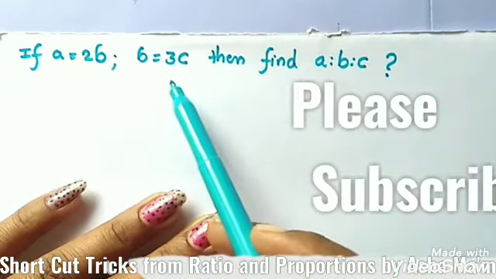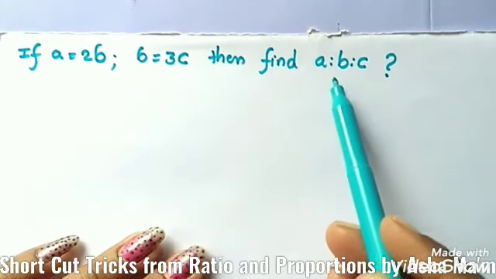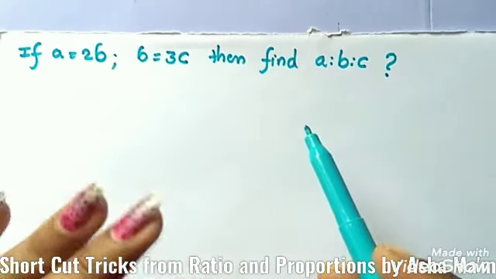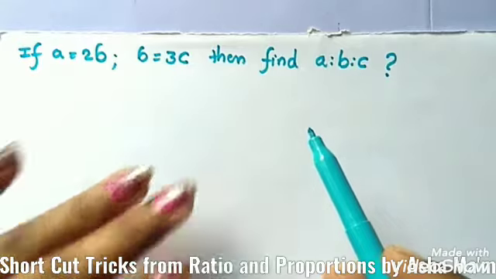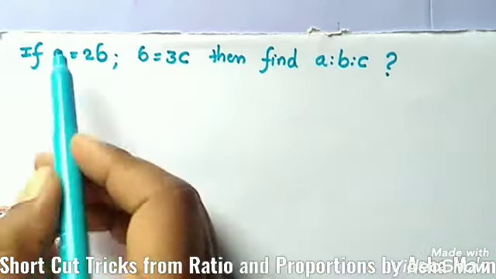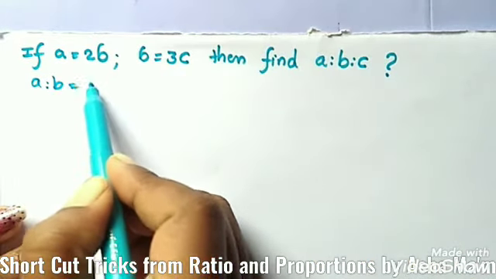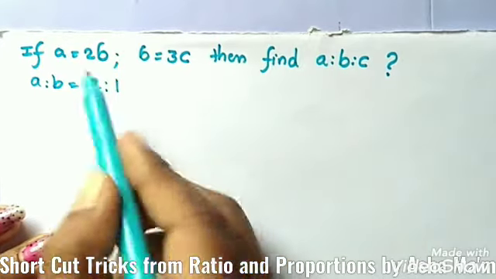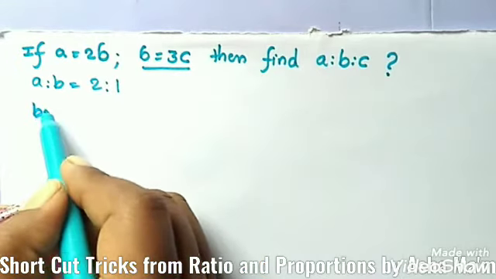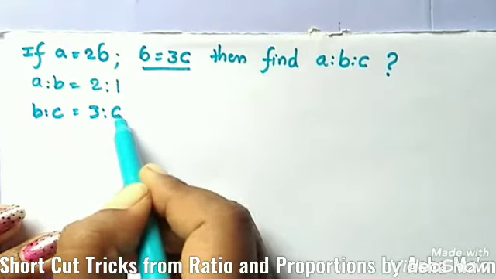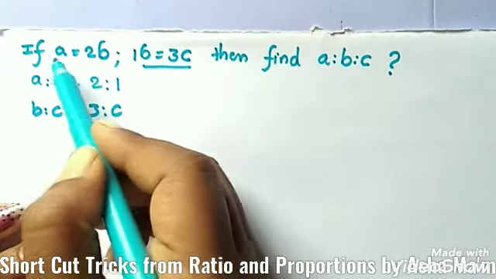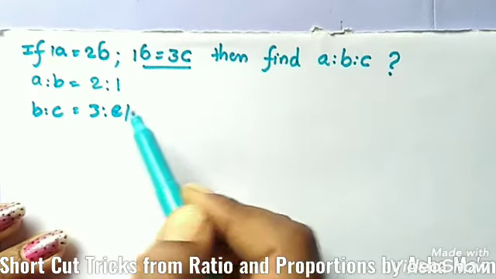If A is equal to 2B, B is equal to 3C, then find A is to B is to C. This type of questions you may have in your competitive exams. Let us see how we can solve this type of questions. Here A is equal to 2B, then we can write this simply: A is to B is equal to 2 is to 1. And from this, B is equal to 3C. Here B is to C is equal to 3 is to 1. Here there is no number, so you can take it as simply 1 here and here also 1. Okay, 3 is to 1.